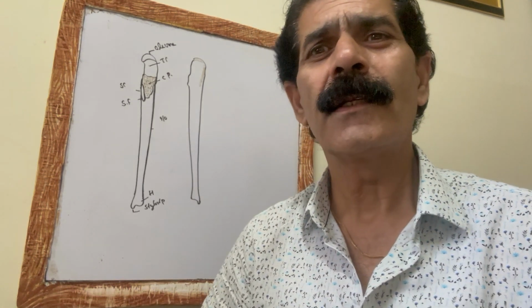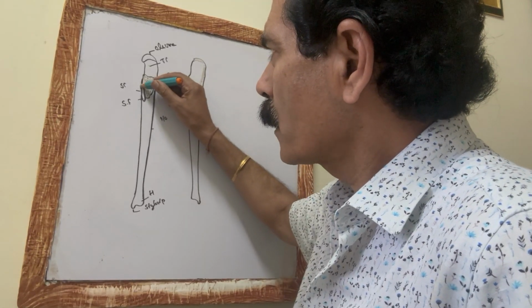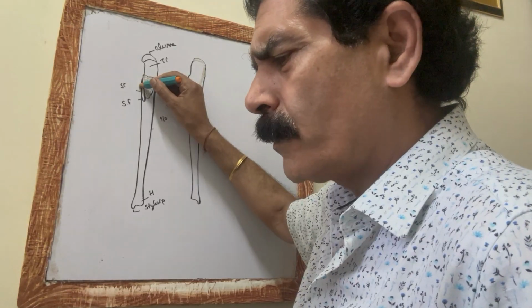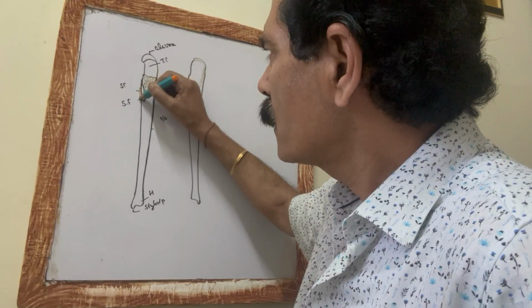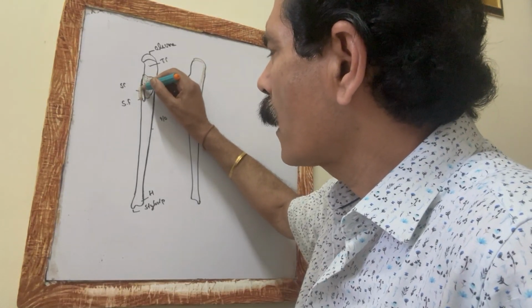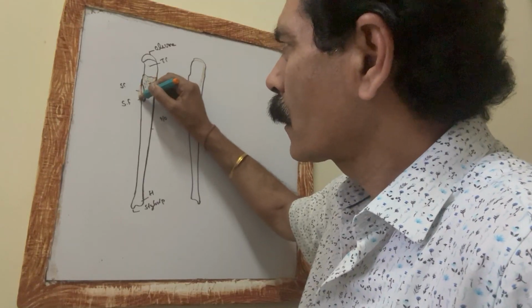is the insertion of the brachialis muscle, and the brachialis is a hybrid muscle. This is a muscle with dual nerve supply. The medial half is supplied by the musculocutaneous nerve, and the lateral half is supplied by a twig of the radial nerve. Then comes the supinator crest. As the name suggests, the supinator crest gives origin to the supinator muscle, from the crest and the area behind it.